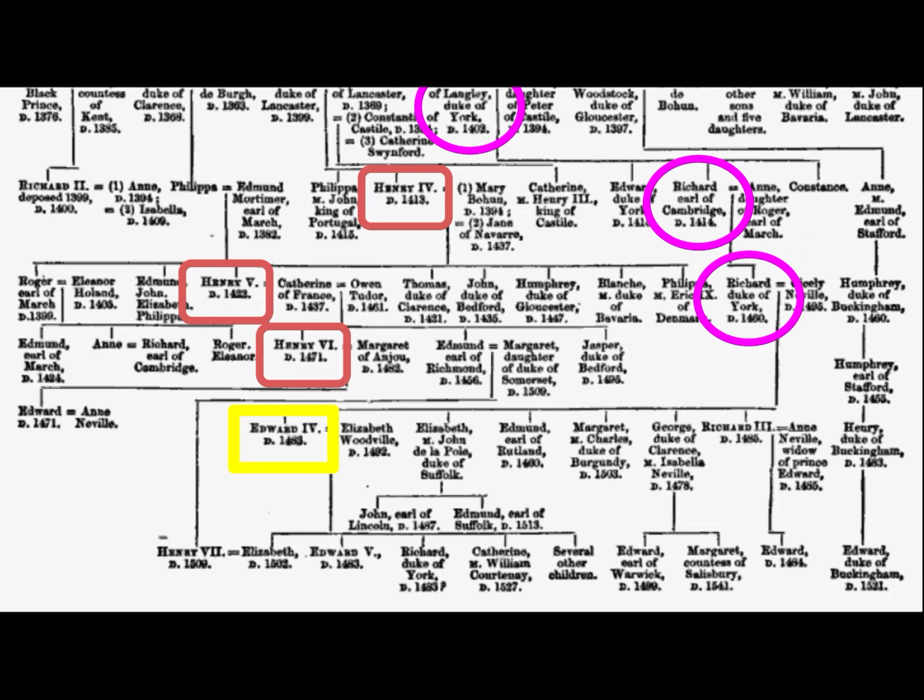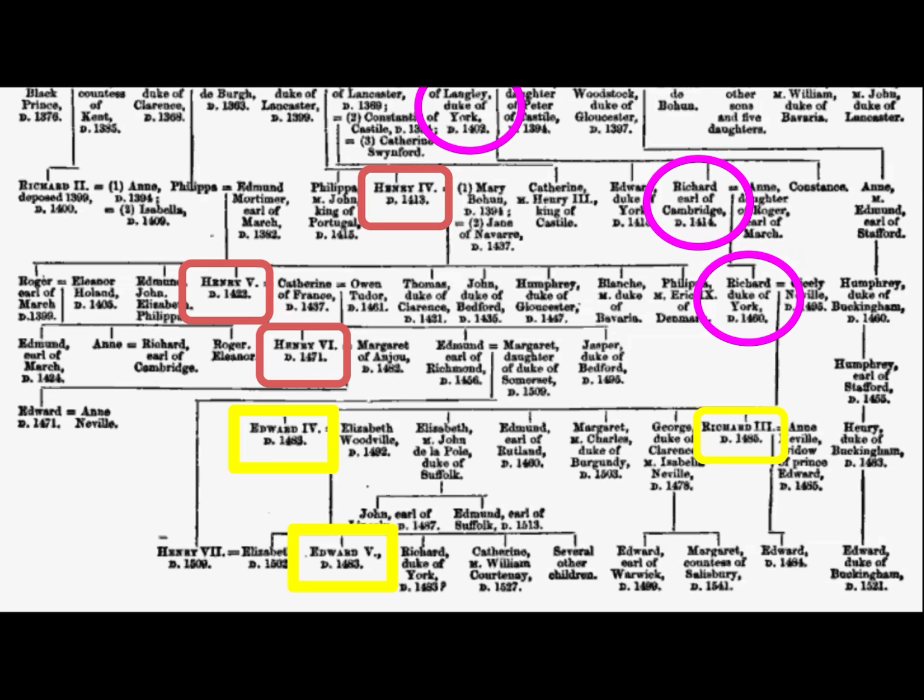And these are the characters that are still alive during our play. Here you can see that not all of these people are still alive during our play, but some of them are. Here's Richard III, this is the guy who our play is about, this yellow square on the right. Edward IV and Edward V are both in the play as well.